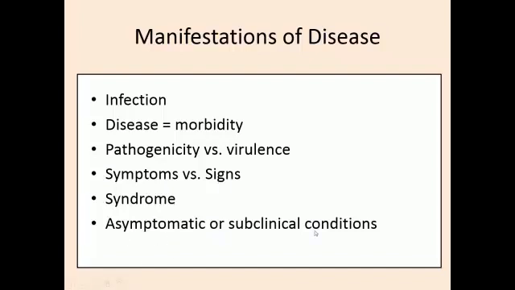And then you have some conditions that are asymptomatic. In other words, the patient doesn't know that they have an infection. Or subclinical conditions. Both of these have a tendency to mean the same thing. So, somebody can have an infection, they don't have a deviation from health, but they can pass that pathogen on to other people who do have disease result.